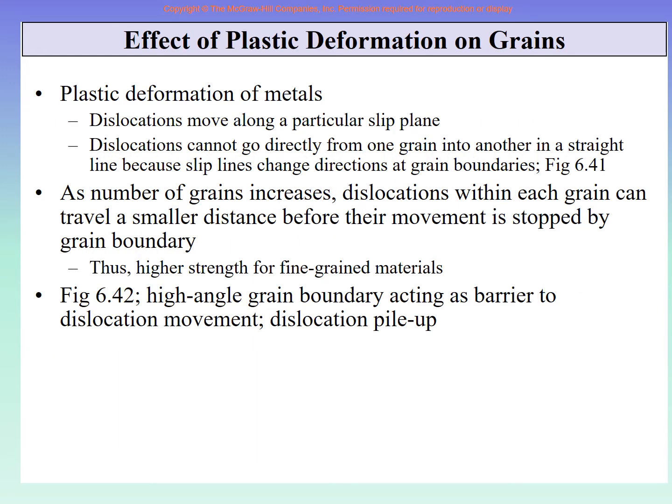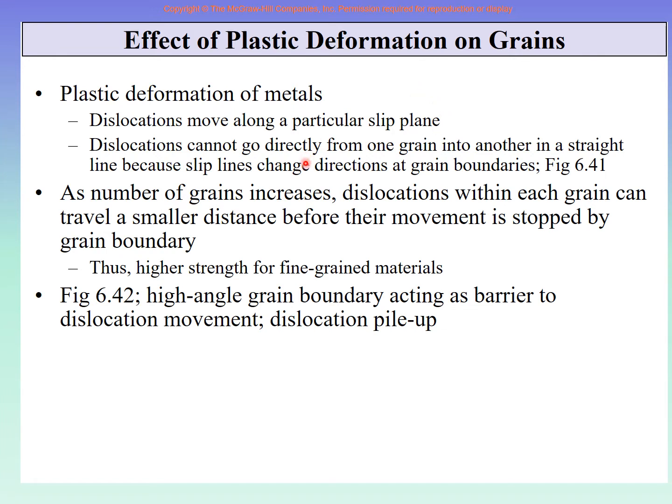We now continue with the effect of plastic deformation, but now the effect of plastic deformation on grains, not on strength. We have already told you that plastic deformation means dislocations move along a particular slip plane. Dislocations cannot go directly from one grain into another in a straight line, because slip lines change direction at grain boundaries. The dislocation is moving like this. When it hits the grain boundary, it stops. It cannot cross over into the other.